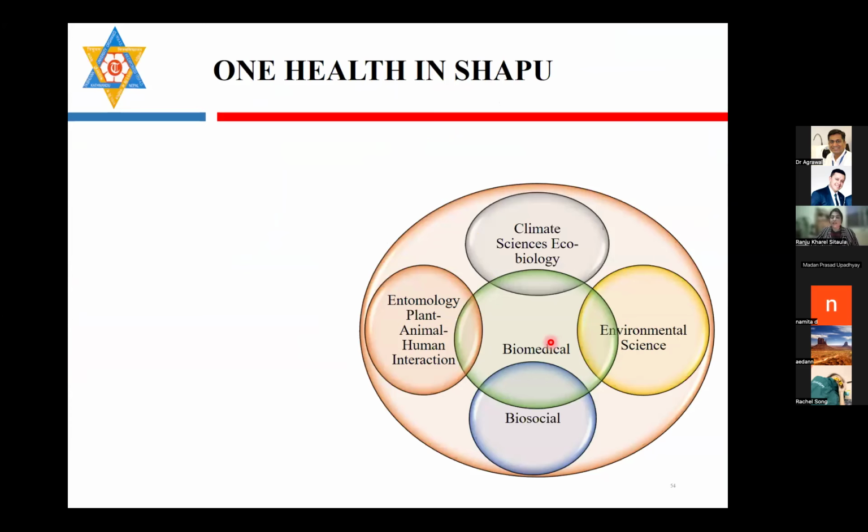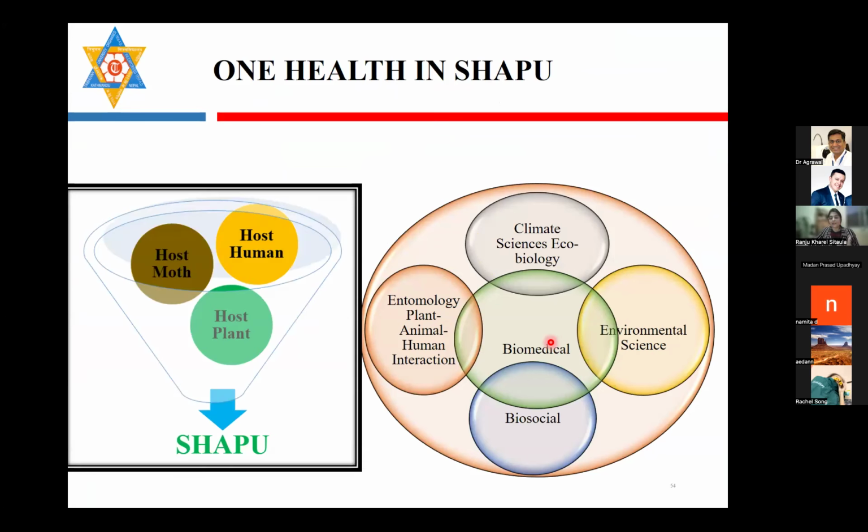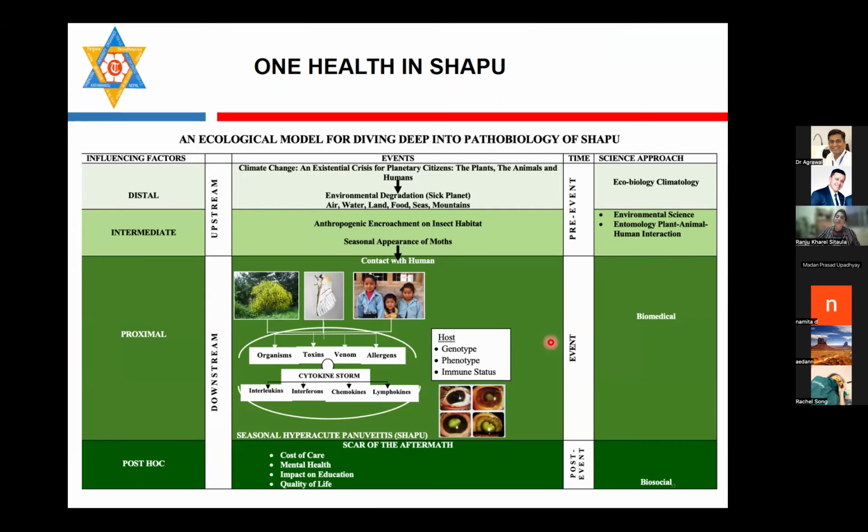But when there is a combination of the particular host plant, the particular susceptible human host, and the particular host moth, then the disease can happen in the form of SHAPU, the blinding eye disease. So this was an ecological model that was developed way back, before we could finalize all our arms. This model was developed by Dr. Upadhyay two to three years back, where he had already described that there has to be this plant, the moth, and the human, and the human host should have a particular genotype or phenotype and immune status to be affected by SHAPU.